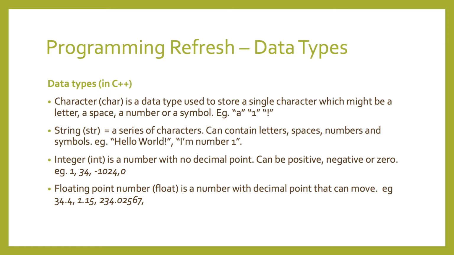There are 4 data types that we'll come across. The first is a character. A character is a data type used to store a single character, which might be a letter, a space, a number, or a symbol. A string is a series of characters and can also contain letters, spaces, numbers, and symbols. An integer is a number with no decimal point. It can be positive, negative, or 0. A floating point number, or a float, is a number with a decimal point that moves or floats.